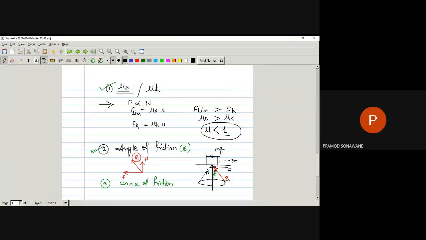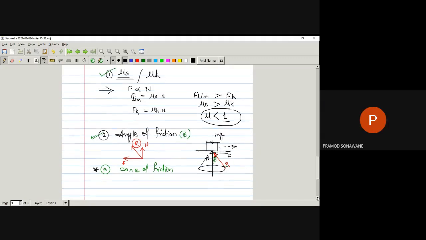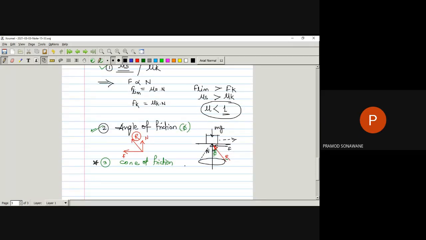This cone is known as cone of friction. Important MCQ. What has formed this cone? Rotation of the resultant with respect to normal reaction, the normal. Did everyone understand the meaning? Yes, ma'am. Okay, done. This is the third important concept, that is cone of friction. Imaginary cone is formed when resultant is rotated about normal axis. That cone is known as cone of friction.